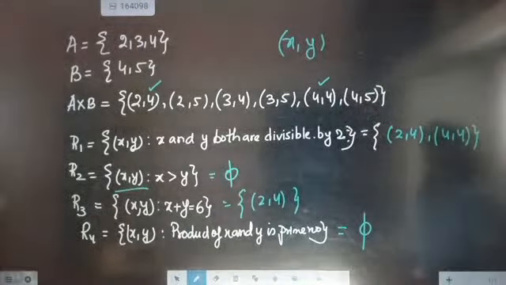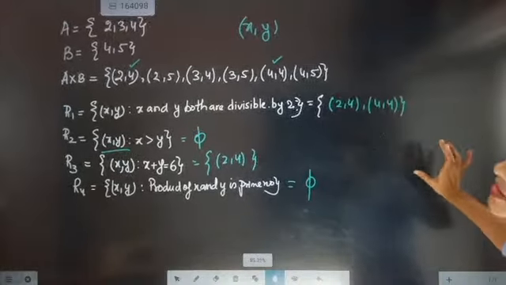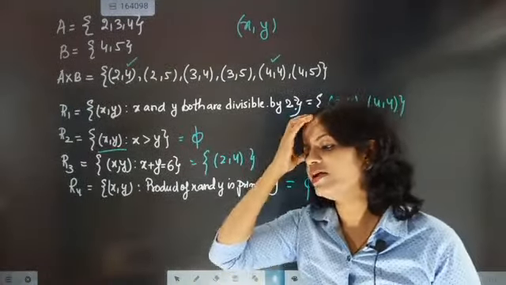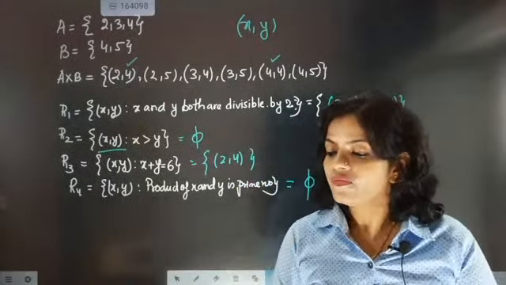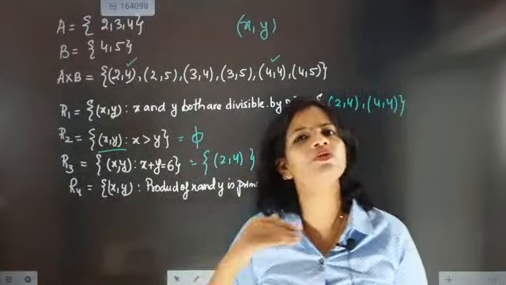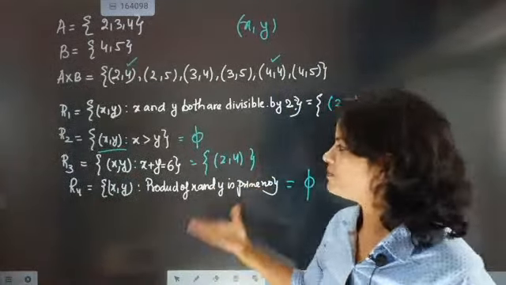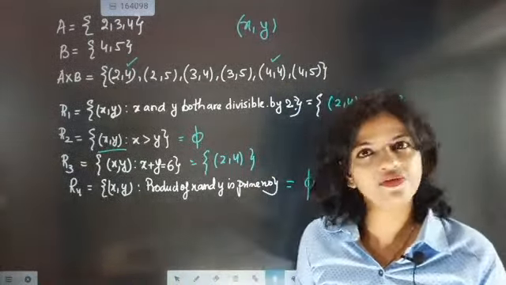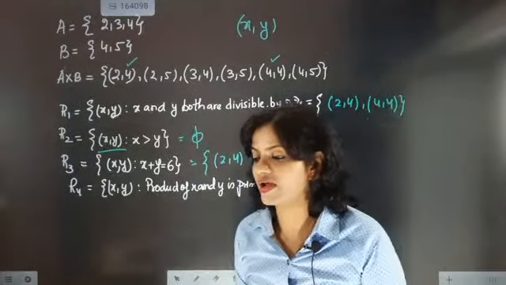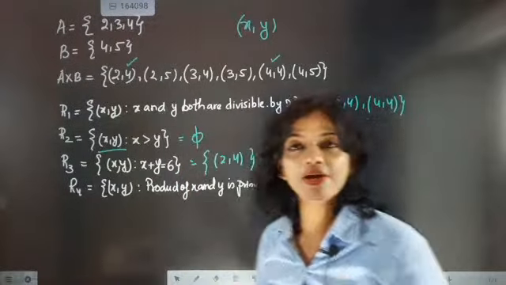So I hope you have understood a very important point: when you are finding different relations, sometimes the relation will contain the full set, meaning the relation will be very strong and contain all the elements. Sometimes the relation will be empty, nothing will be there, only 5 will be there. Sometimes the relation can contain 1 element, sometimes 2 elements. I hope you have understood.